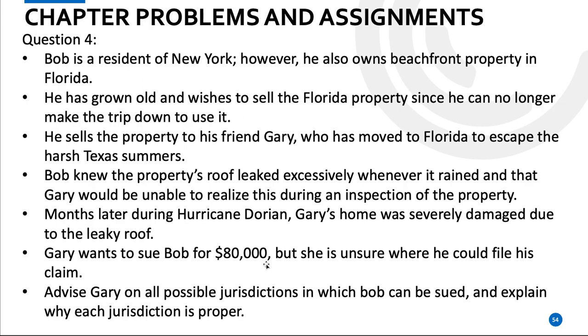Question 4. Bob is a resident of New York. However, he also owns beachfront property in Florida. He has grown old and wishes to sell the Florida property since he can no longer make the trip down to use it. He sells the property to his friend Gary, who has moved to Florida to escape the harsh Texas summers. Bob knew the property's roof leaked excessively when it rained and that Gary would be unable to realize this during an inspection of the property. Months later, during Hurricane Dorian, Gary's home was severely damaged due to the leaky roof. Gary wants to sue Bob for $80,000, but he is unsure where he could file his claim. Advise Gary on all possible jurisdictions in which Bob can be sued and explain why each jurisdiction is proper.